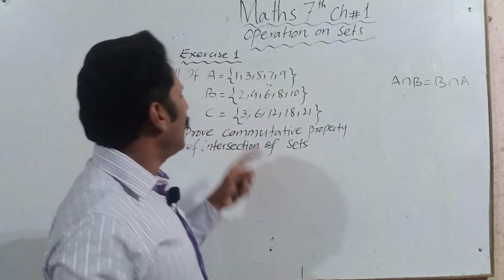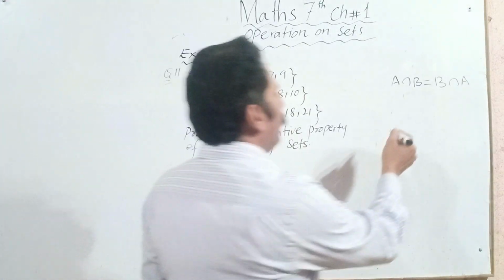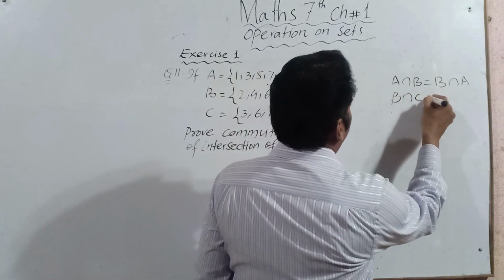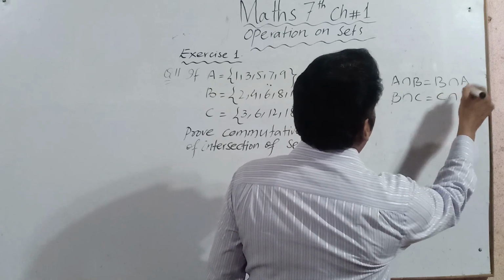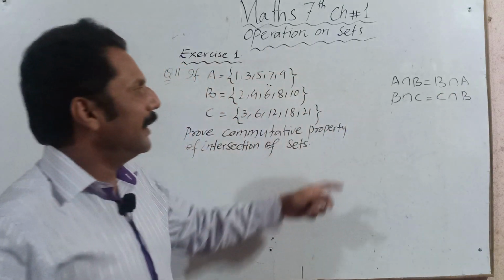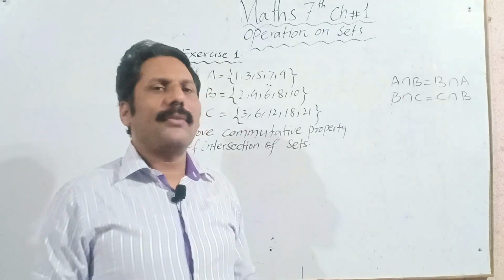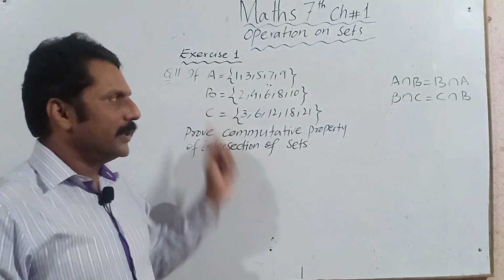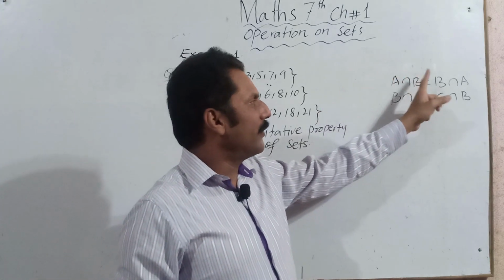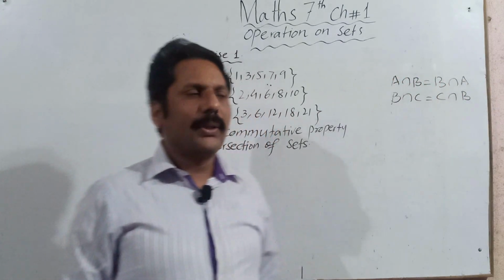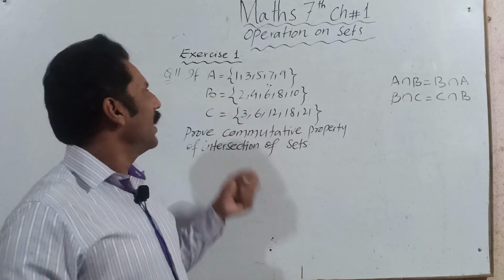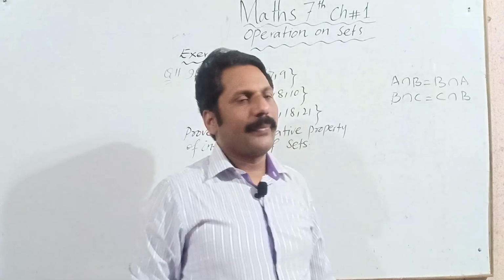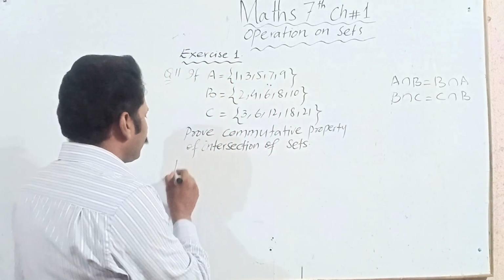So this is called the commutative property of the intersection of two sets. And if we take these two sets, B and C, we can write that B intersection C equal to C intersection B. Okay, this is the commutative property of the intersection of two sets. Even then we can make one more combination, A and C. So A intersection C equal to C intersection A. So three sets are given. So I will do it for A and B, and you will do it by yourself for B and C. Okay, so proof.